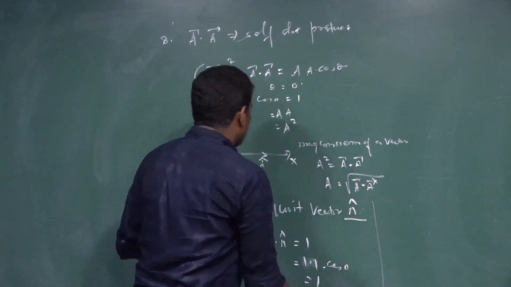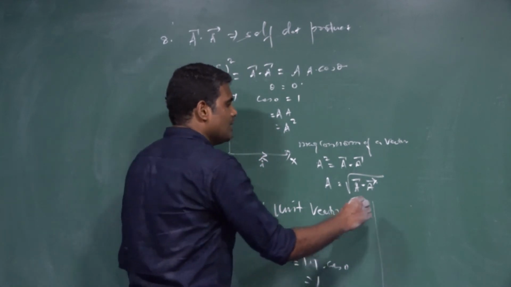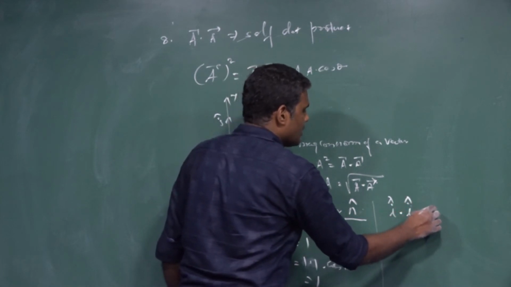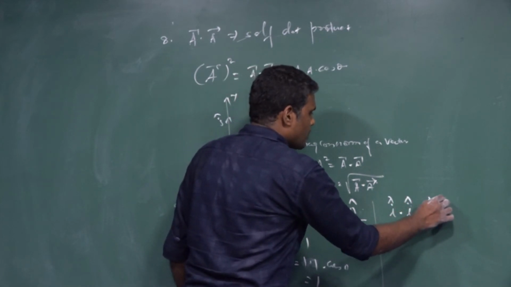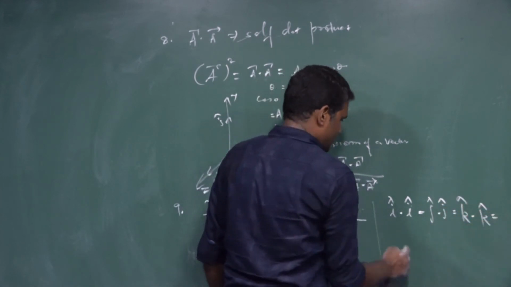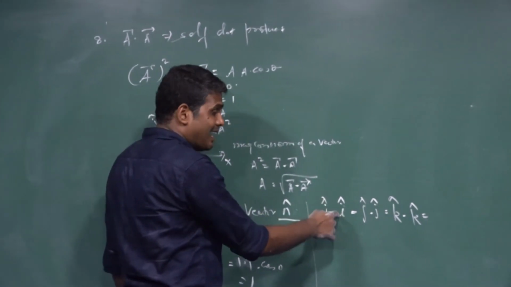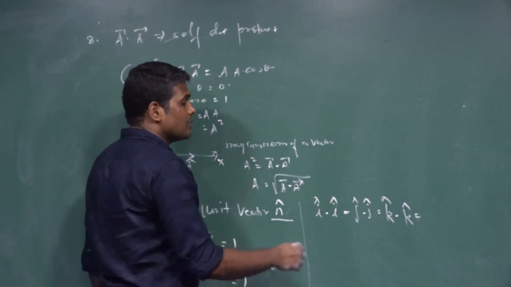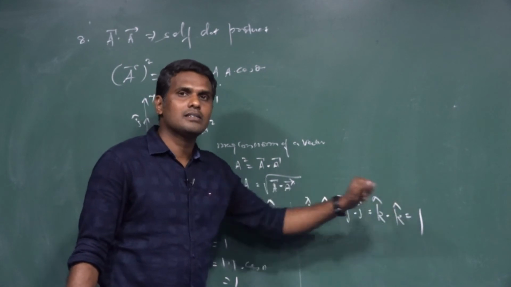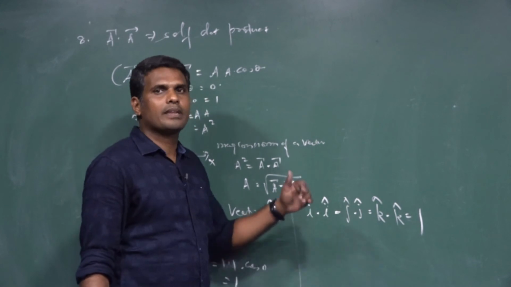So in case of the unit vectors along the coordinate axes, if i vector is taken in a dot product with another i vector, j vector with another j vector, and k vector with another k vector, these are all unit vectors. If a unit vector is multiplied with another unit vector by a dot product, then the resulting value is 1. So i dot i is 1, j dot j is 1, k dot k is 1.